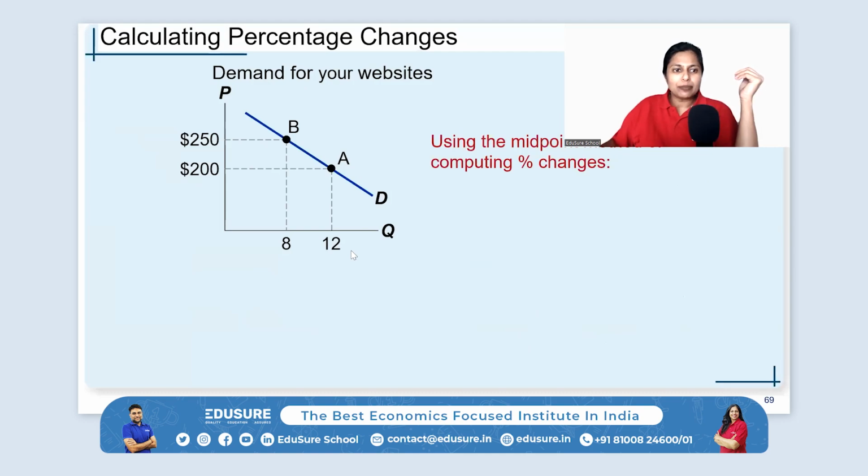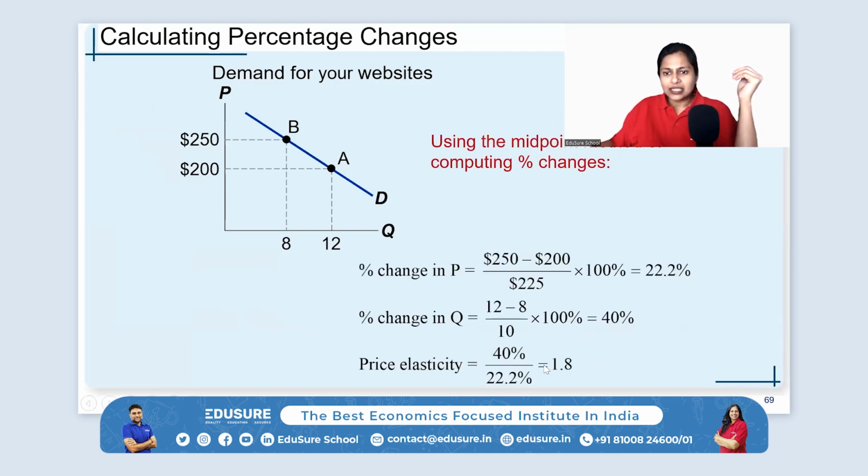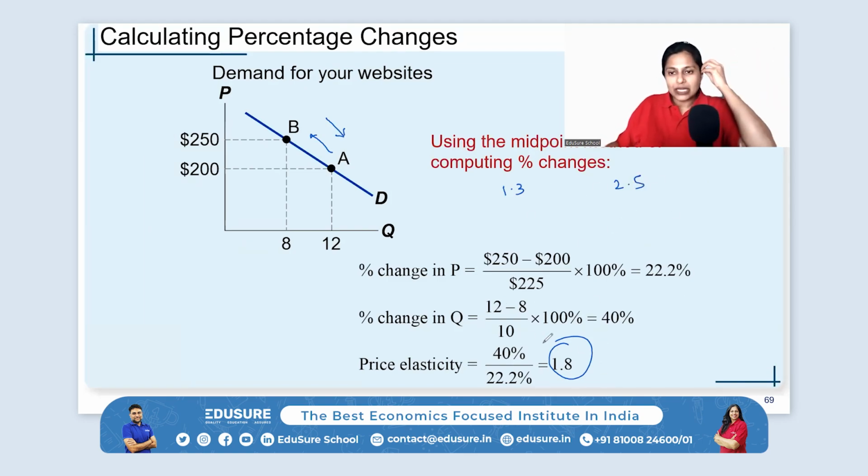So if you use the midpoint formula to calculate elasticity, the elasticity comes as 1.8. So 1.8 is for the same question. If you remember, when I did from A to B, it was 1.3. When I did from B to A, it was 2.5. So now, like I said, it's almost like the midpoint of these two. So it's 1.8. Using the midpoint formula, the elasticity is coming as 1.8.